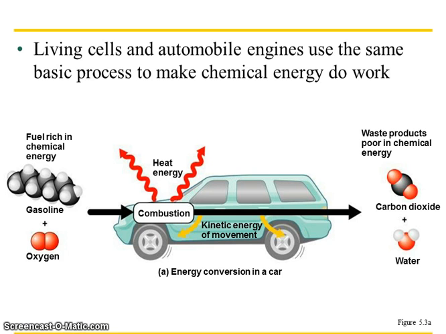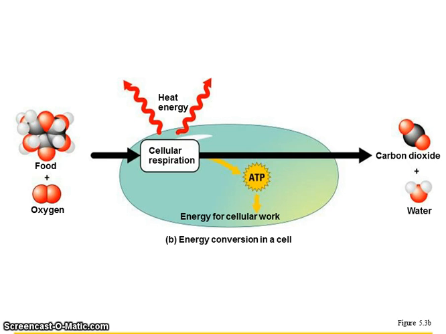Let's look at how this works in your car, for example. You've got hydrocarbons, you have combustion, you break them down, that gives us heat, kinetic energy moves the car, and then you've got waste products. In the cell, it's the exact same idea. We have food molecules like sugars, fats, and proteins. They go through cellular respiration at the mitochondria, where we make ATP that our cells will use for energy.